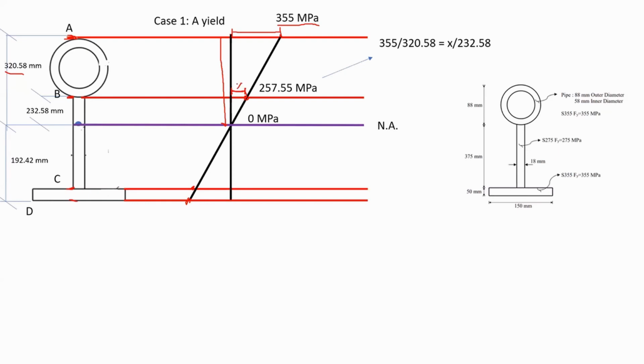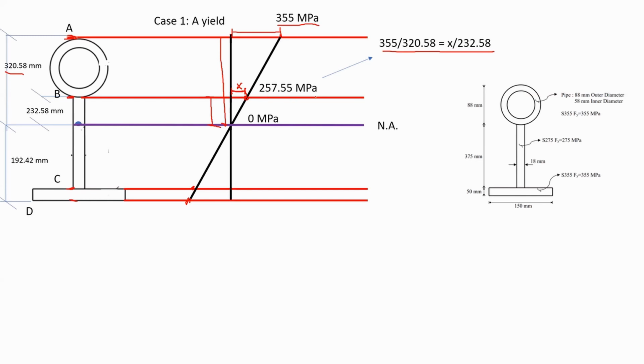And as you can see here, I am interested in this height to find the stress for point B. So this is x divided by the distance from this point to here. So here I'm formulating the small triangle, and this small distance appears to be 232.58. If you plug in all things you have, you find x would be 257.55 megapascal. That's the stress at point B. If we assume that the stress at A is 355, then the stress at point B is 257.55.